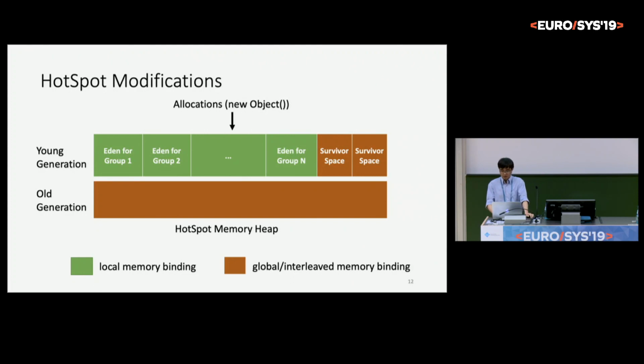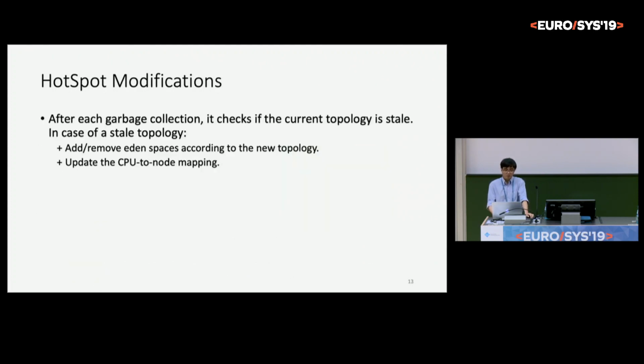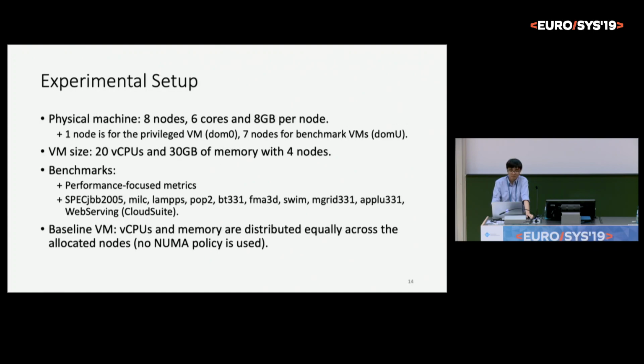So in an XPV-enabled NUMA system, after each garbage collection, HotSpot will check for a new topology. And if there is a new topology, it will add and remove eden spaces accordingly to the new topology. And it may need to update the CPU to node mapping for object allocation.